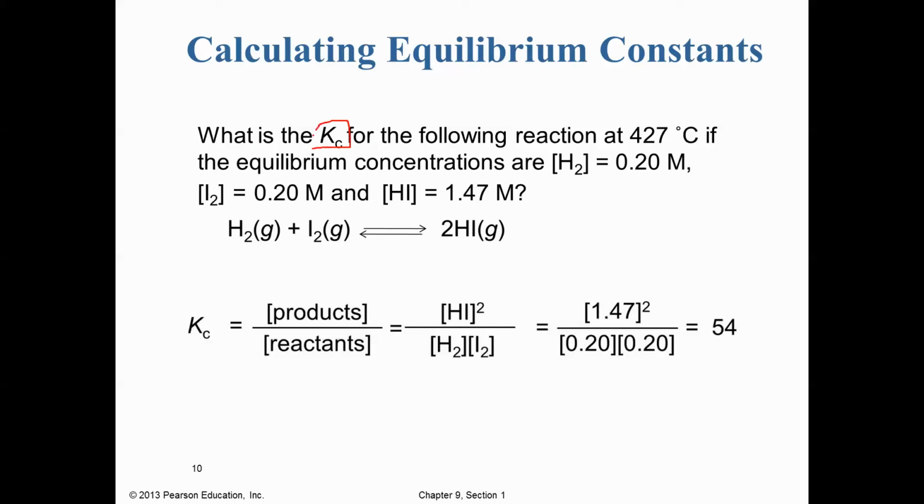That's the thing that we're trying to find right there. We want to find our value for Kc. That's our goal. And we're told the concentrations of our chemicals at equilibrium. So H2 is 0.20 moles per liter, I2 is also 0.20 moles per liter, and HI is 1.47 moles per liter. So here's our equation.